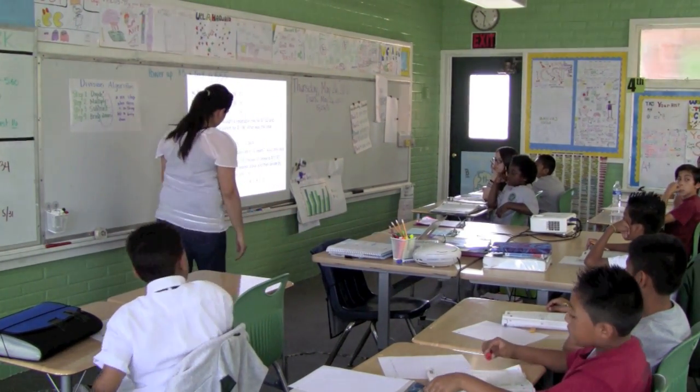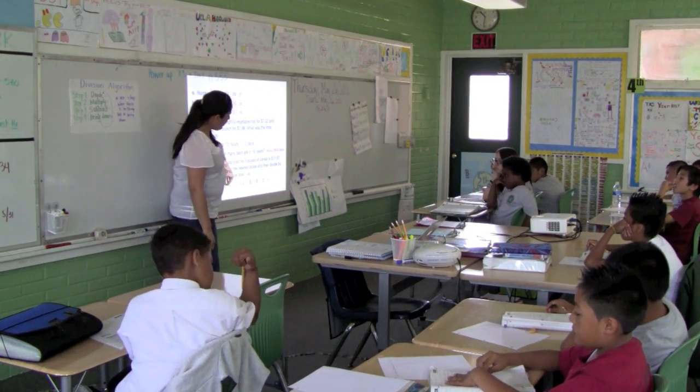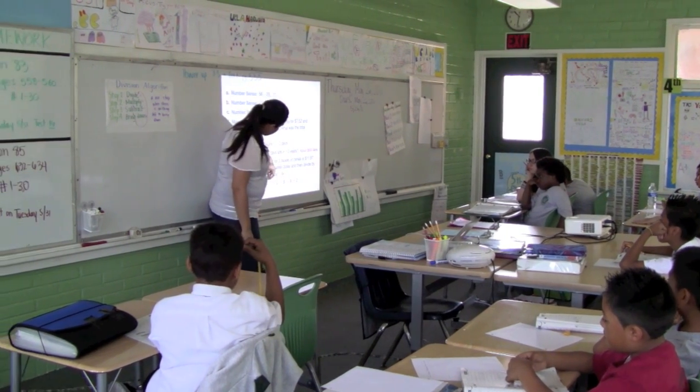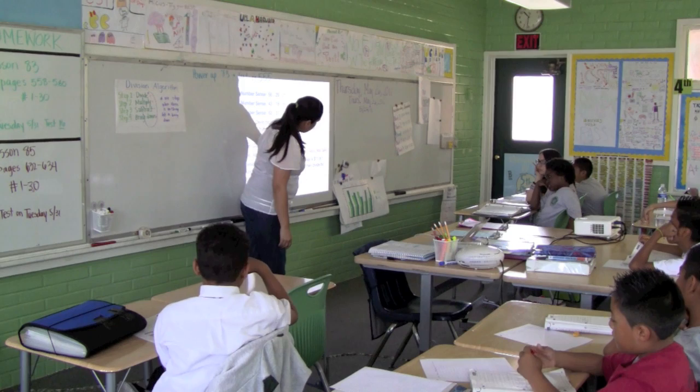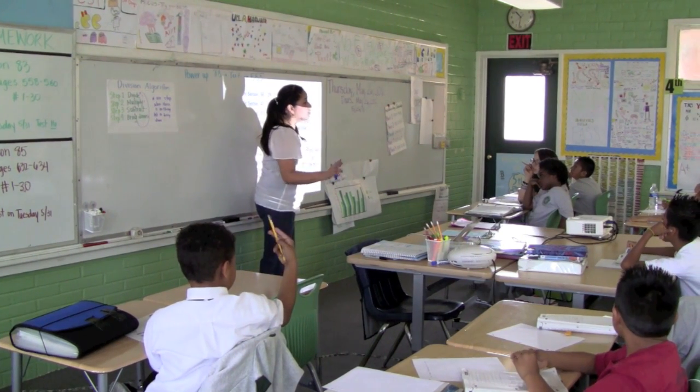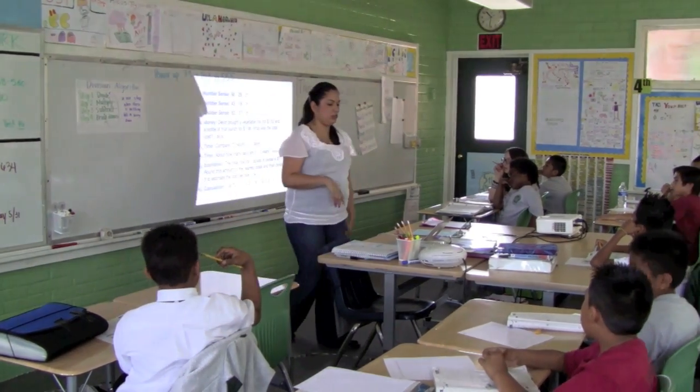Easy peasy? Alright, half of 70? 35. Thank you. 35 divided by 7? 5. 5 times 2? 10 plus 8? 18. Divided by 9? 2. 2 divided by 2? 1. Easy.